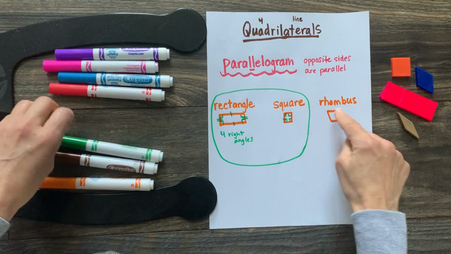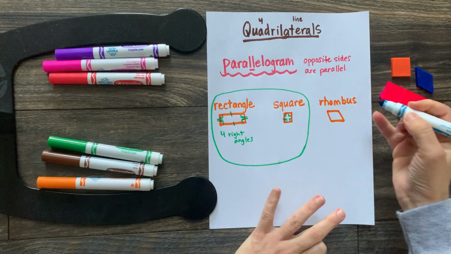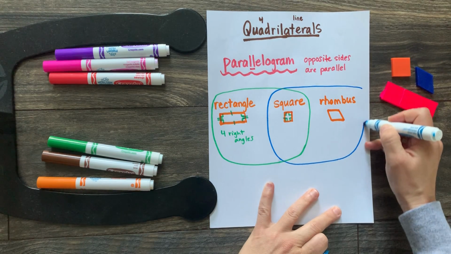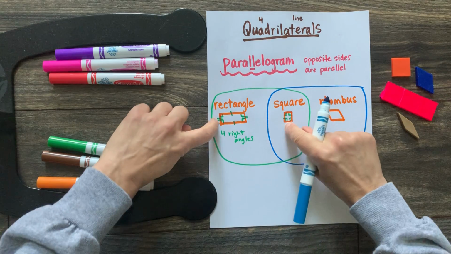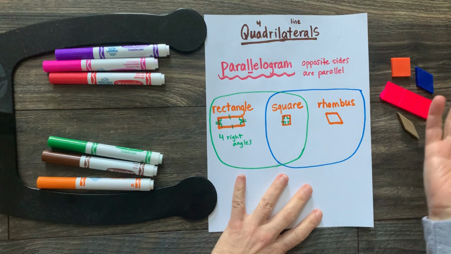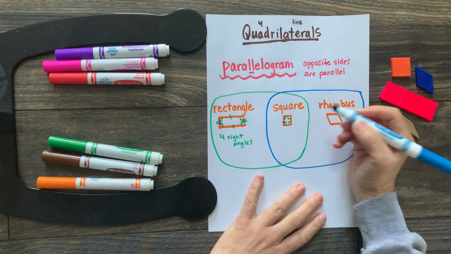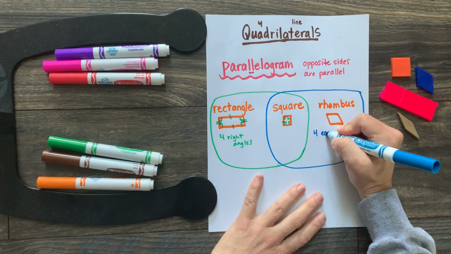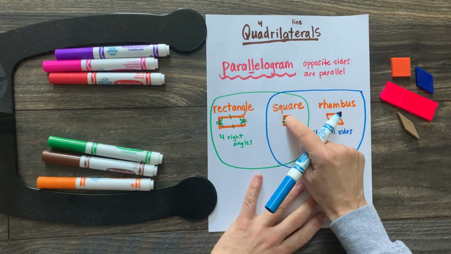Let's take a look at how a square and a rhombus are the same. A square and a rhombus, let's go ahead and circle that. If you're following along with me, go ahead and circle that. All right. So a square and a rectangle have four right angles. A square and a rhombus, what's the similarity? Someone just say it. Oh, I think I virtually heard you say that they all have four equal sides. Okay, so four equal sides.